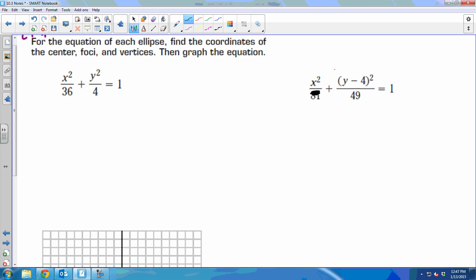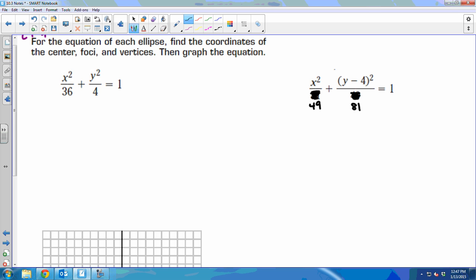So I'm just going to switch the denominators like we were pretending earlier anyway. So 49 goes under the X. It's part of the equation. You need to go back and look at those definitions. A is a semi-major axis. It's from the center to a vertex on the major axis. It's a distance. You can count on Learning Target 6.